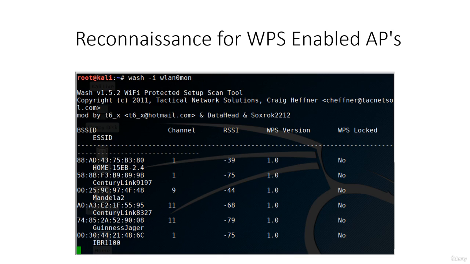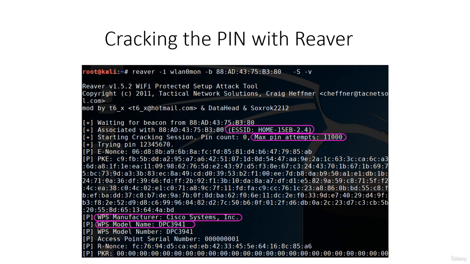Note that the first column has a BSSID, which is unique. As you can see, this is the BSSID, which will always be the unique MAC address of the AP, and we need to go to our next step. So the next step is to crack the pin with Reaver. So let's get to the cracking with the WPS pin.